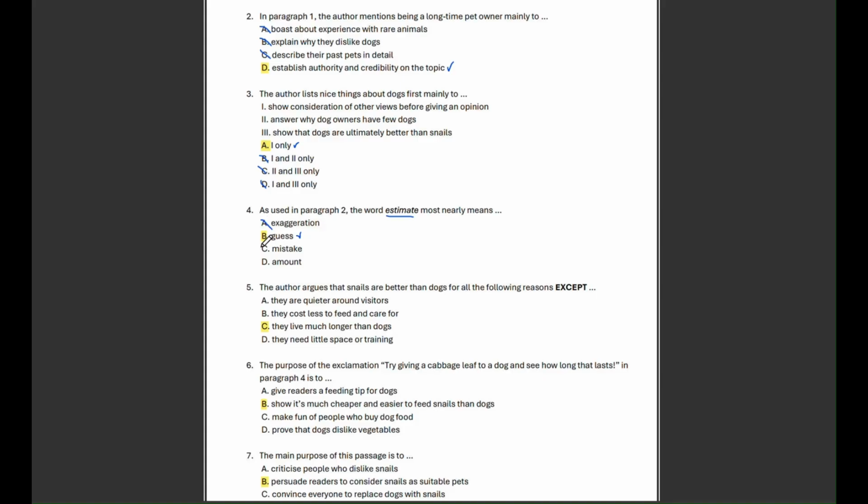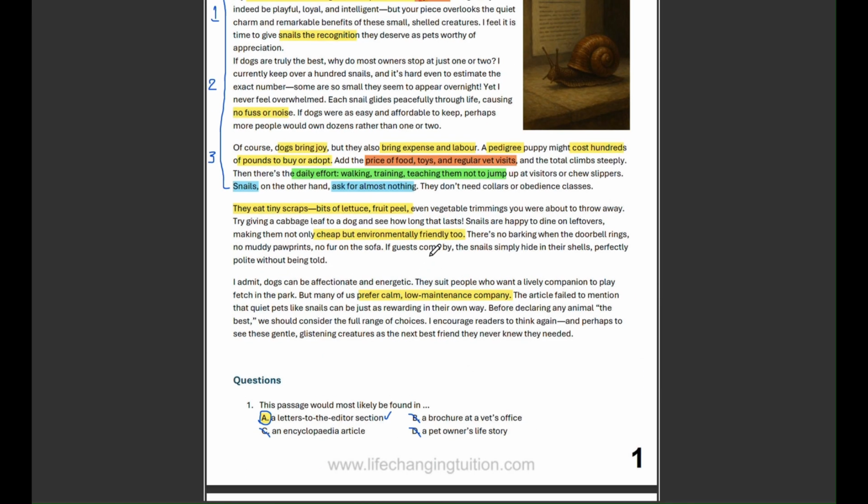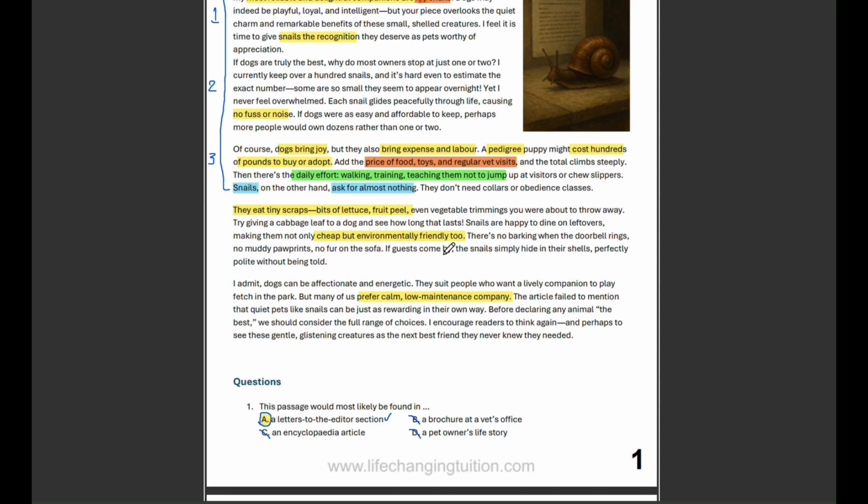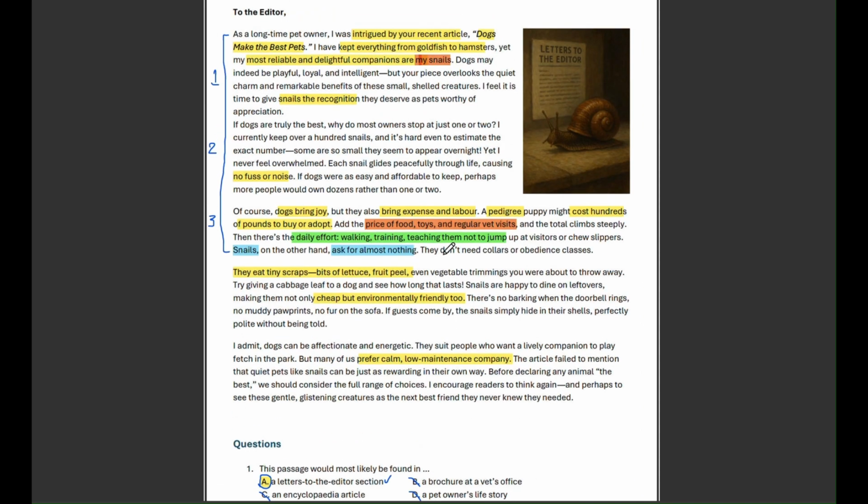Why others are wrong. A changes meaning. C implies error. D is a noun meaning quantity, not the act of roughly calculating. The formula is vocabulary in context: substitute synonyms that keep the sentence meaning.